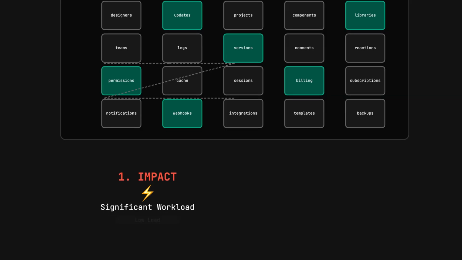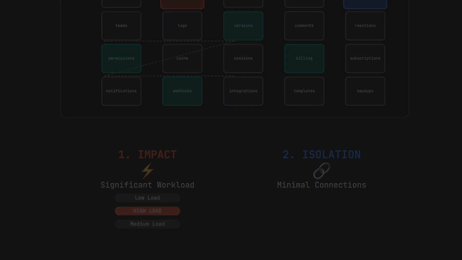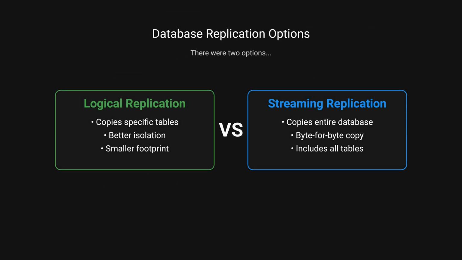Anyways, to identify which tables to move, they look at two factors. Impact, the table should move significant workload, and isolation, the table shouldn't be strongly connected to other tables through joins or foreign keys. There were two options for the migration, logical and streaming replication.